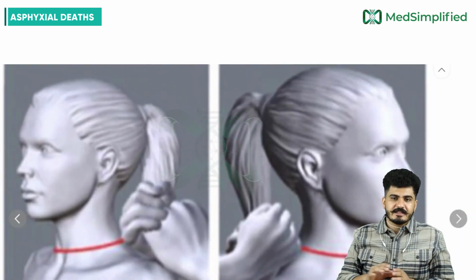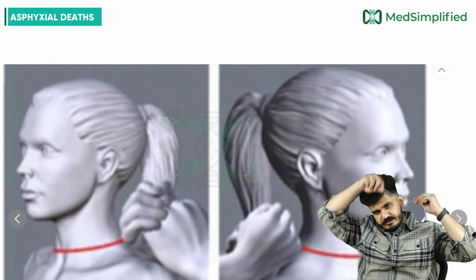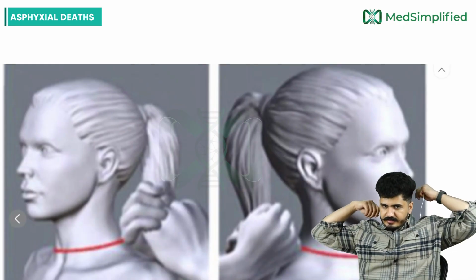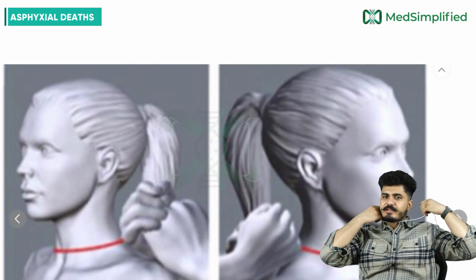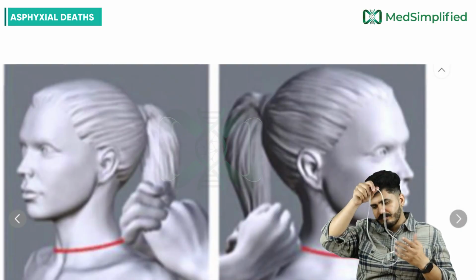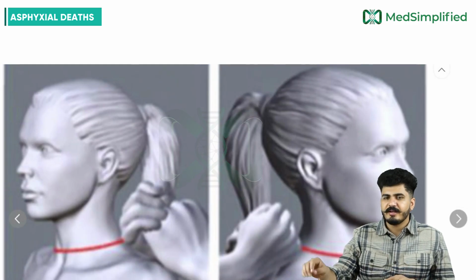Also, it can be seen in sexual pleasure. While two partners are having sexual intercourse, one partner demands, please tie a knot and strangulate me. While doing the strangulation, you will see the person will die eventually. So these things you should not practice without having good guidance.